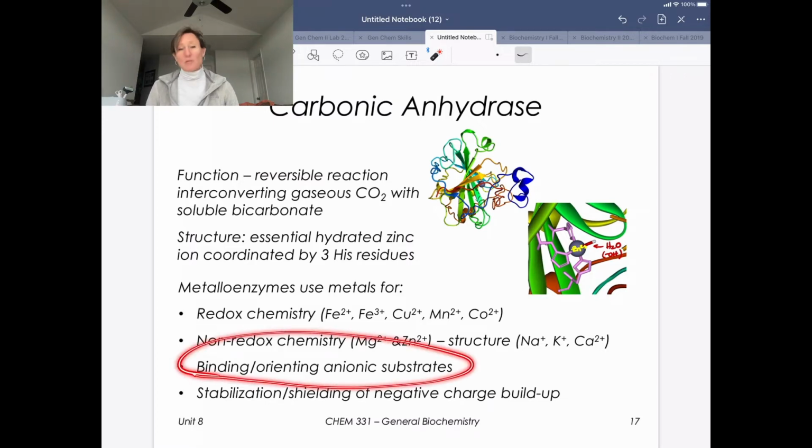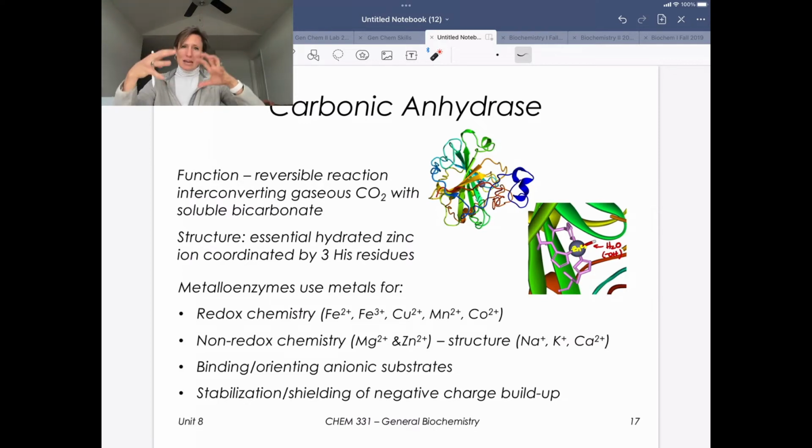Sometimes they might be responsible for binding and orienting things that are charged, specifically anionic substrates. We're going to have these metals that are charged, maybe provide a nice cationic pocket that's going to be a docking space for an anionic substrate. Additionally, remember, charge that gets built up as we have substrates converted to products is unfavorable. So anything that the enzyme active site can do to stabilize that negative charge buildup is going to help that chemistry proceed. And stabilizing that charge, particularly if it's a negative charge, can be done with metal ions.